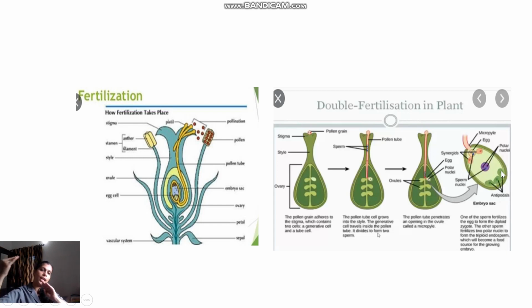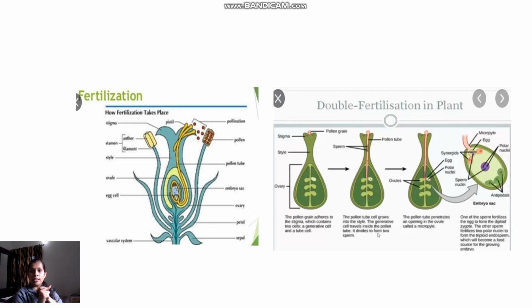And next is the antipodal cells. Opposite to the micropylar region, there are antipodal cells, that also three. So the 7-celled 8-nucleated stage is what? Embryo sac. And the pollen tube enters through the micropylar region, and one male nucleus will fuse with the what? Fuse with the egg, and another one will fuse with the polar nuclei.